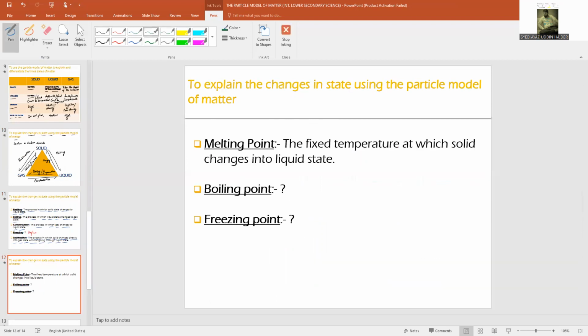Melting point, it is a fixed temperature at which solid changes into liquid state. I hope you people will be able to define both boiling point and freezing point by yourself.